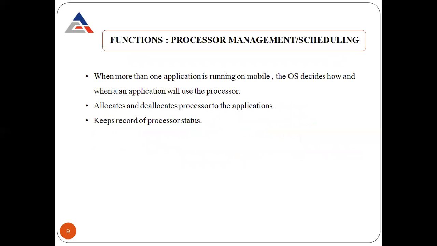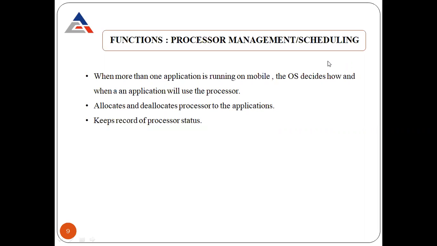Next we have the processor management, you can say process management and scheduling. When more than one application is running on mobile, the operating system decides how and when an application will use the processor. Various techniques are available for how the process can be managed. First in, first out can be used: the process that comes first has to finish its processing, then the second will start. Or you can use priority basis.